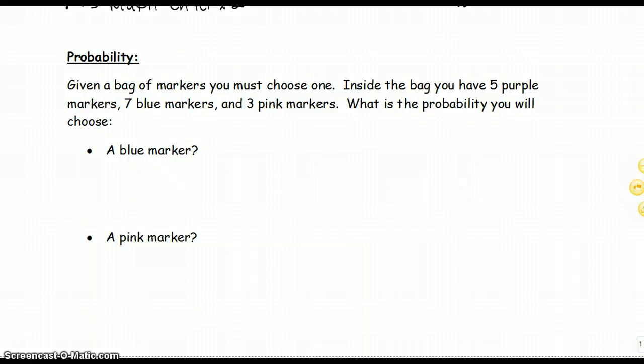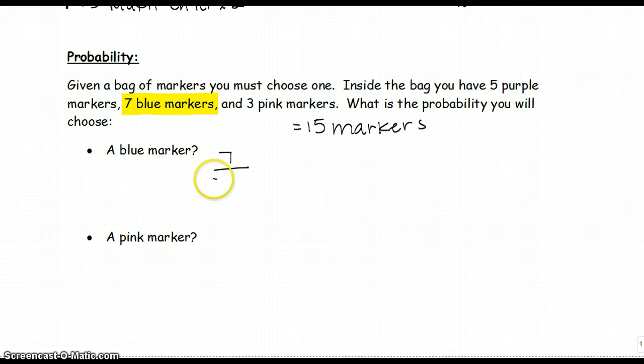Another thing we learned today in class was probability. So here you are given a bag of markers. You must choose one. Inside the bag you have 5 purple markers, 7 blue markers, and 3 pink markers, which in total gives you 15 markers. It says, what is the probability you will choose a blue marker? So you have to say, I have 7 blue markers. So you put how many you have on top over the number of total markers you have.